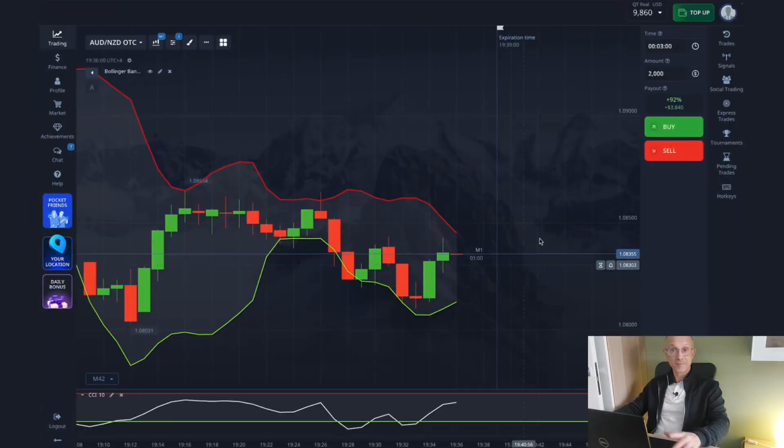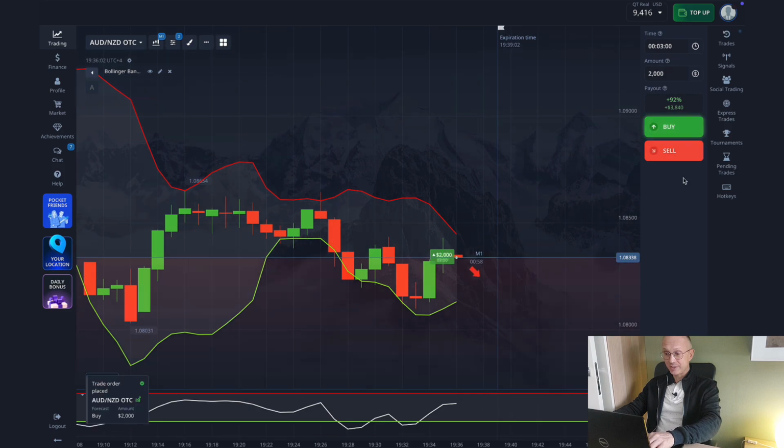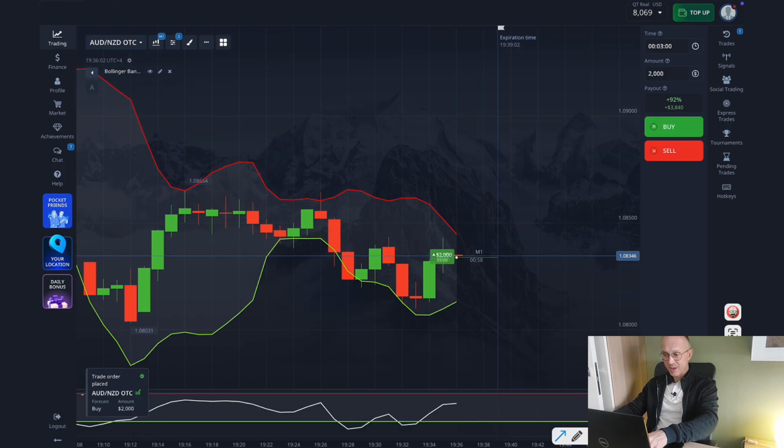There's a clear signal. The expiry time is 3 minutes. I'm opening a long trade for $2,000. The chart is active and all indicators have worked accurately. Everything's going according to plan.